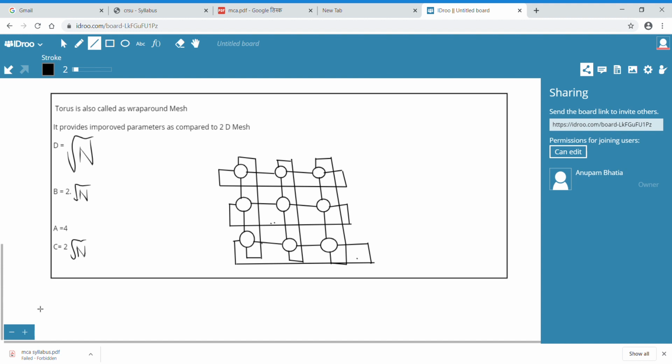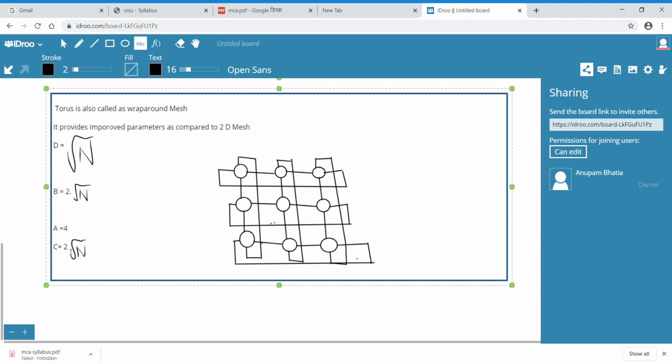Here, now the degree for each component is 4, which was 2 here, earlier 3 here, but now it is 1, 2, 3, 4 for all the components everywhere, right? I forgot to write here about the degree. So D is equal to 4 for your torus. Now we go for the next component, that is cube.